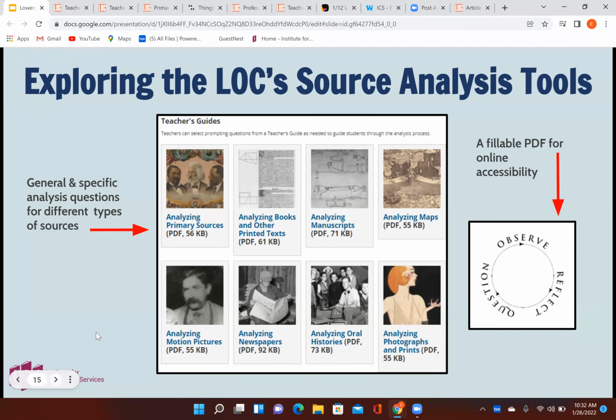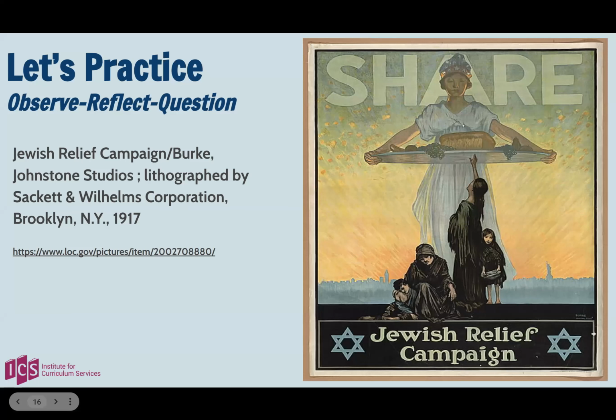All right, let's practice. So again, this is something for you to do on your own. If we were in a synchronous session, we would be doing this together through you unmuting or participating in the chat. But this is to give you time to go through an activity that you would do with your students using that Library of Congress tool: observe, reflect, and question. Okay, so using this image, what can you observe?